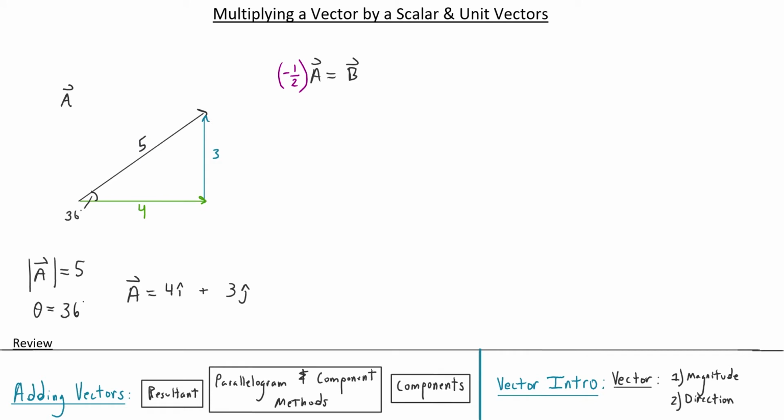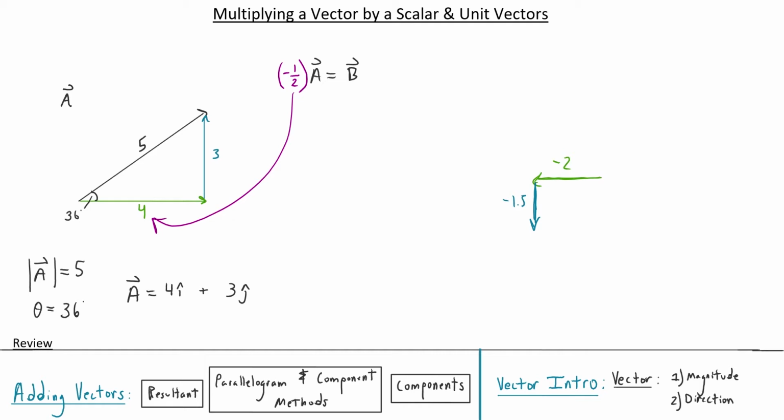Now I can also multiply my vector A by a negative number, a negative scalar. Well, this is a tad bit tricky. I'm going to do negative 1/2 times our 4. That's going to get a negative 2. Now here's the thing. This is going to be a 2 in the negative x direction. Now negative 1/2 times the 3, that's a negative 1.5 in the y direction.